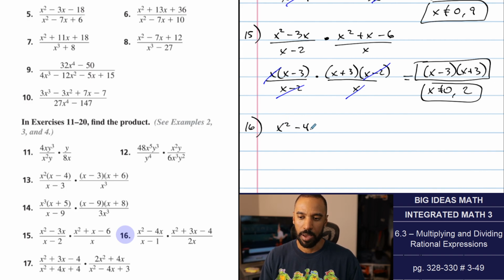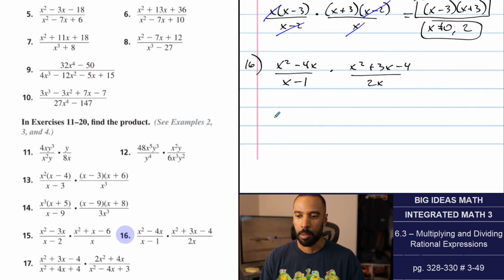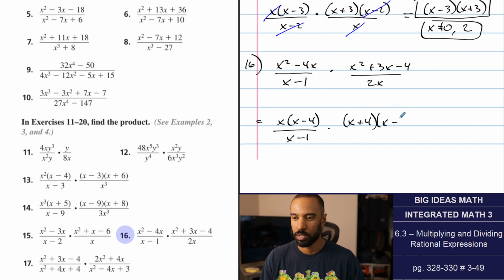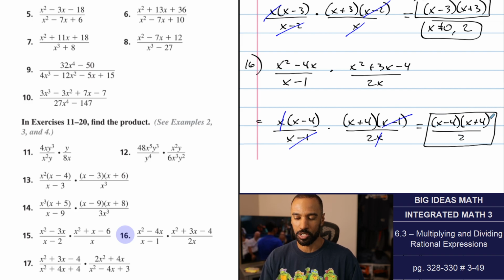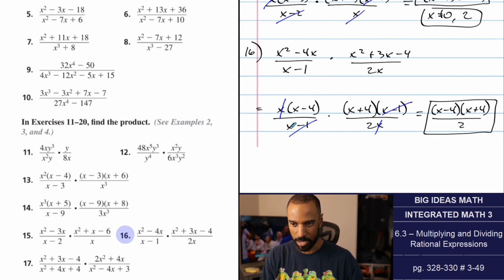Number 16, x squared minus 4x over x minus 1. All right. We have some factoring. Common factor of x on this first guy. And this is x plus 4 times x minus 1 over 2x. Okay, these x's can still go, and these x minus 1s can go. This is a lot like the previous question. There is still a 2 on bottom, though. So this is x minus 4 times x plus 4 all over 2. And no, that 2 has nothing to do with restrictions, even if we were listing them. But x can't equal 0, x can't equal 1.